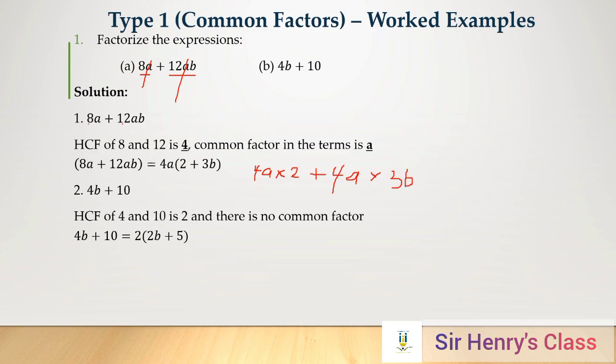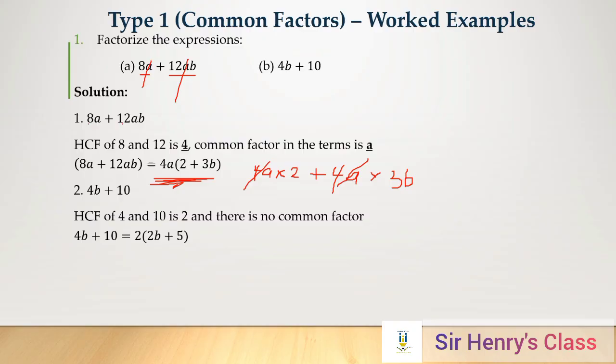times 3b. Alright, when we look at these two, the common factors are 4a and 4a. So we factorize 4a out. What is left here? 2a plus what is left here? 3b. And that is what we have here: 4a brackets 2a plus 3b.